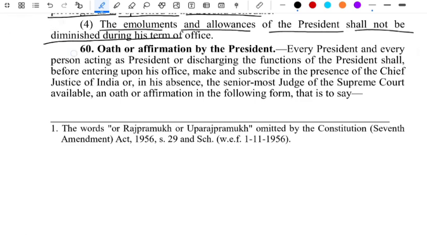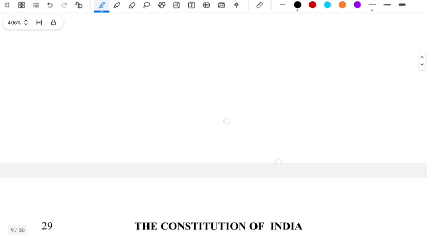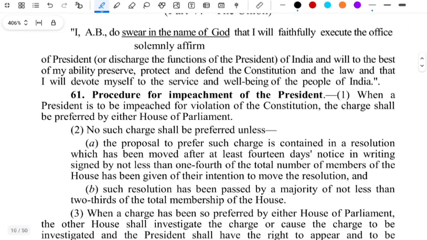Okay. So Article 60 says oath and affirmation of the President. Every President or person acting as the President and discharging the functions of the President shall, before entering upon his office, make and subscribe, in the presence of the Chief Justice of India or, in his absence, the senior-most judge of the Supreme Court available, an oath or affirmation in the following form, that is to say, that the President of India will, to the best of my ability, preserve, protect and defend the Constitution. Okay. And one more thing that you have to remember.